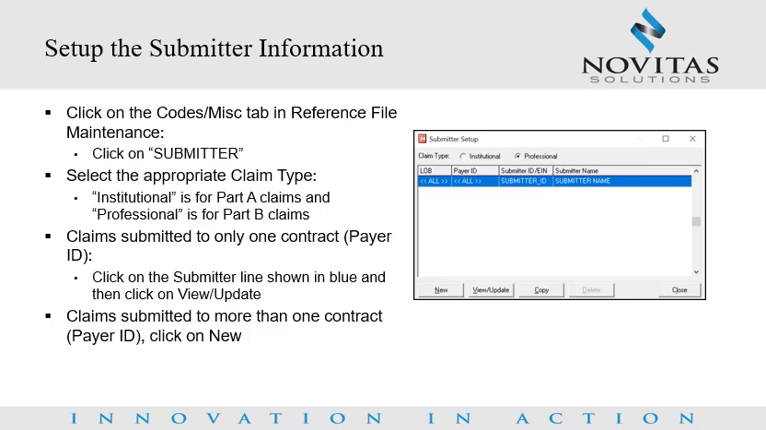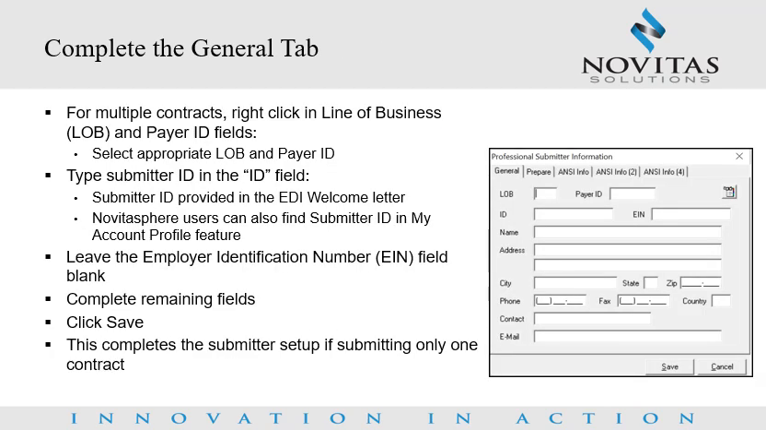If the provider submits claims to only one contract or payer ID, then they click on the submitter line shown in blue and then click on View Update. However, if the provider submits claims to more than one contract or payer ID, then they click on New. Complete the General tab. This will prompt the provider to complete the General tab.